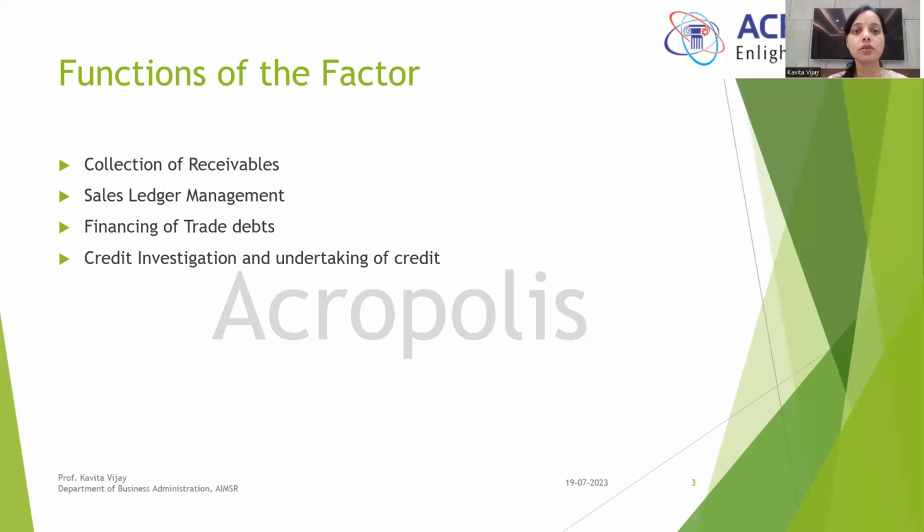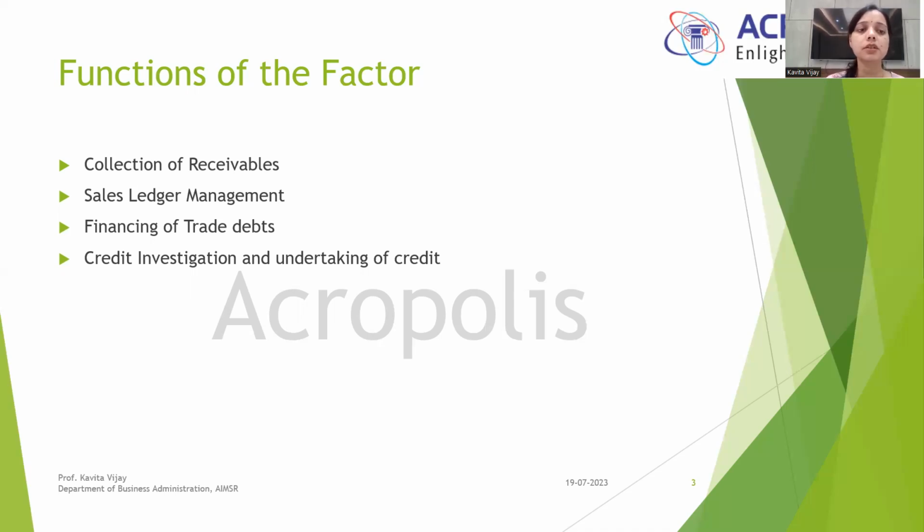Now, the next is the functions of the factor. What functions are associated with the factor company? The first one is collection of receivables. A factor company collects all the receivables on behalf of the client. It relieves the firm from all the work involved in the collection of dues, so that the company can focus on its production. And somewhere debtors also become responsive because the factor is a credit institution.